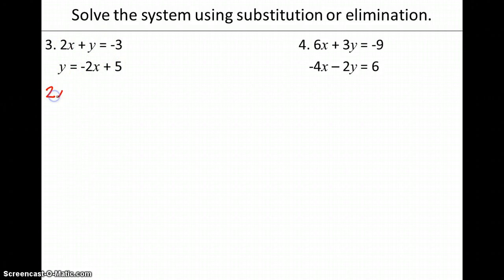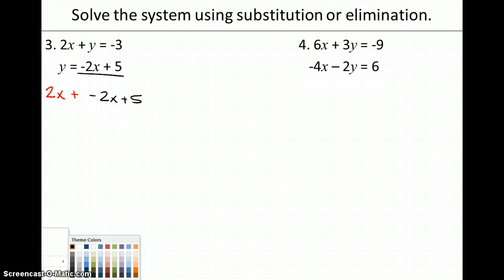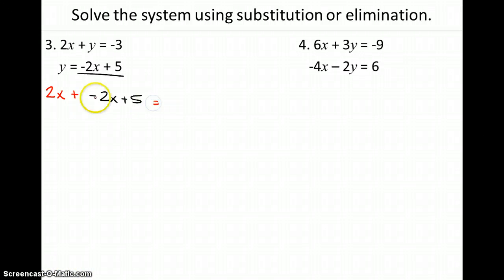So I have 2x plus, and then my y is equal to negative 2x plus 5, equals negative 3. So I just replaced this y with this value, substituted it in. This is nice because I didn't have to distribute anything here. So this is just 2x plus a negative 2x plus 5 equals negative 3.